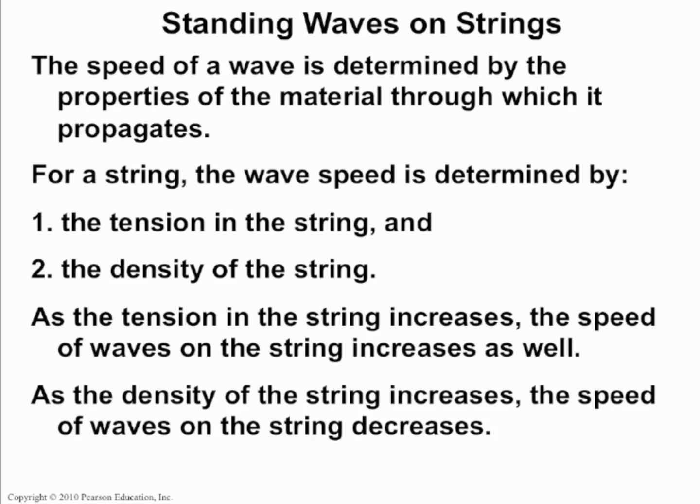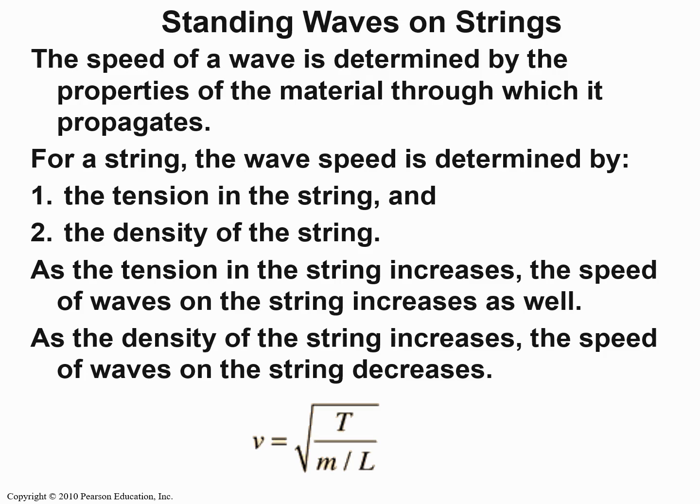So as the tension in the string increases, the speed of waves on the string increases as well. As the density of the string increases, the speed of waves on the string decreases. So we can express all of this in the mathematical formula v equals the square root of T over (M over L). T represents the tension, and M over L represents the density of the string. It's just mass per unit length. So that's the string density.